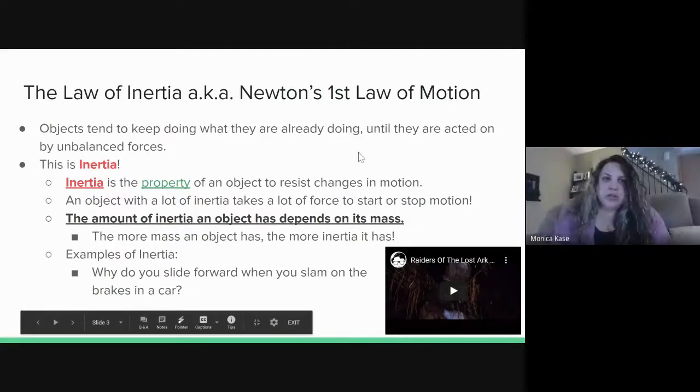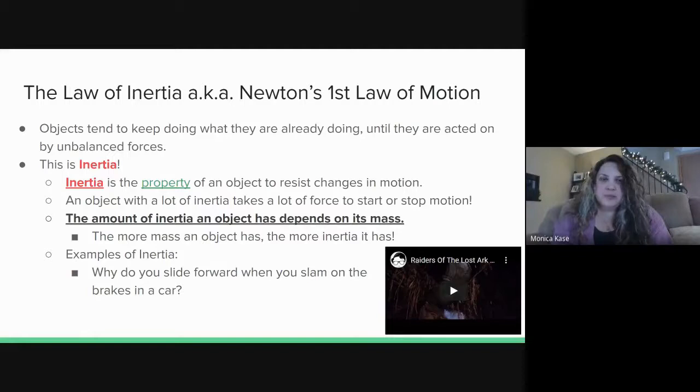All right, so taking a look at the first law, which is the law of inertia. This is when objects tend to keep doing what they are doing until they are acted on by an unbalanced force. So that is what we call inertia. That is important vocabulary information for you. So inertia is the property of an object to resist change in motion. An object with a lot of inertia takes a lot of force to stop or start that motion. The amount of inertia an object has depends on its mass. So the more mass an object has, the more inertia it has.